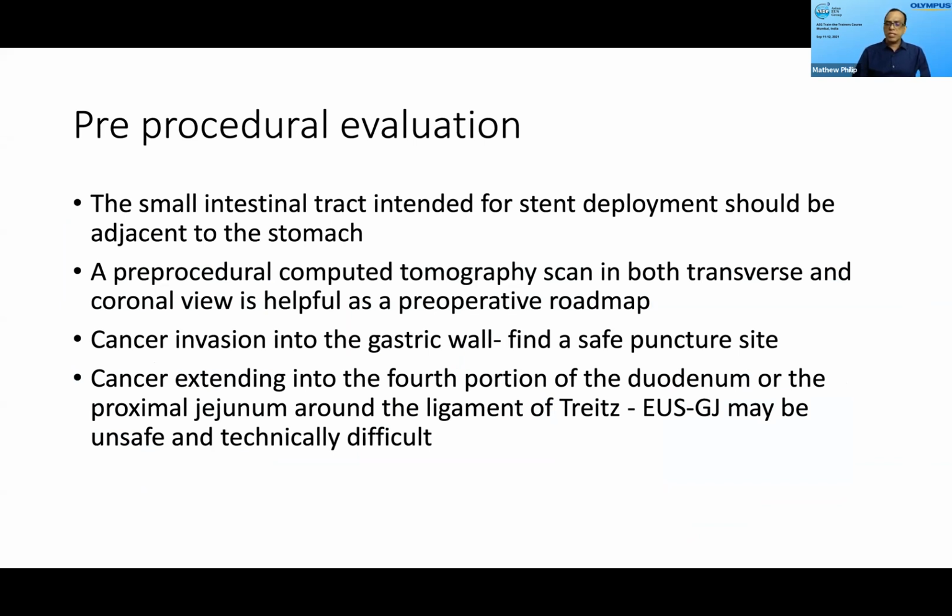When you look at the patients selected for these procedures, the small intestinal tract intended for stent deployment should be close to the stomach. So you can do imaging, not only for this assessment of the roadmap, but also to tell whether there are other lesions in the small intestine or a distal obstruction. And if the stomach wall is involved more proximally by the cancer, you need to find a safe puncture site. Otherwise, sometimes it may not even be possible, if there is extension into the body of the stomach. And if cancer is extending into the fourth part of the duodenum, as I told you, or into the jejunum, then he is not a candidate for EUS-GJ.